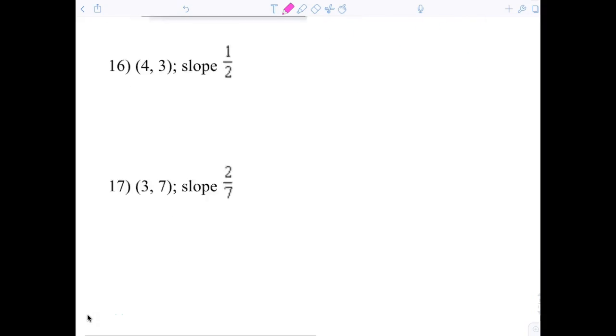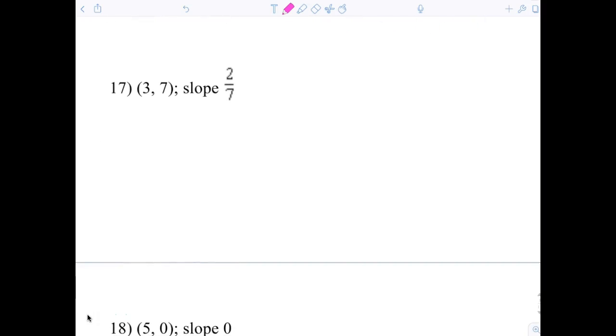All right? Now, 17. This is a point. It is not the y-intercept. That is a point. This is the slope. So we're going to start out using what? Point slope form. Now, if the direction said write the answer in point slope form, we would be what? Done. But it doesn't say that. So here we go. Y minus y1 equals m times x minus x1.